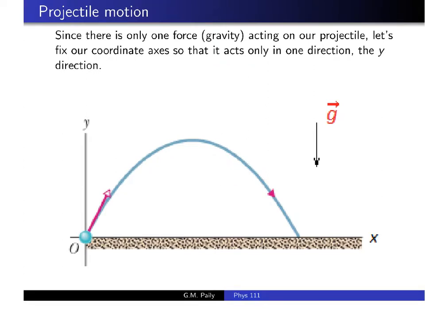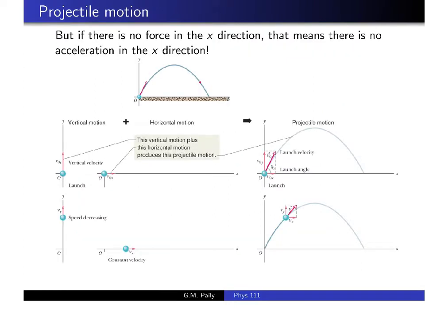So, let us look at projectile motion. There's only one force acting on the projected object, on the projectile, so let us orient our axes so that the force of gravity is acting only in one direction along the y-axis. Traditionally we take it to be acting in the negative y direction. However, if the force of gravity, which is the only force in this situation, is acting only along the y-axis, that means there is no force in the x direction.